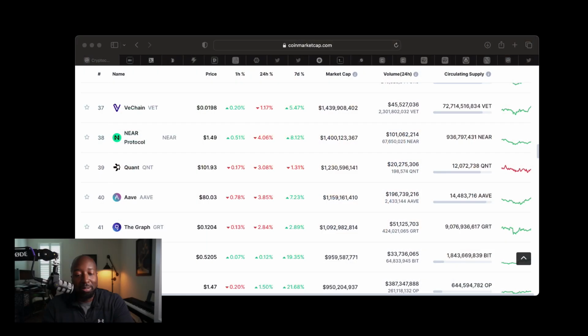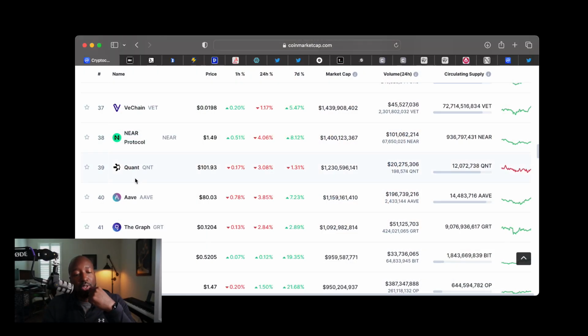So let's get into Nier. Currently, if we look at CoinMarketCap, Nier ranks 38, and its current price is $1.49. For the past 7 days, it was up 8.12%, and that's partly due to the Ripple case. A lot of altcoins went ripping after that happened, so Nier benefited from that as well.